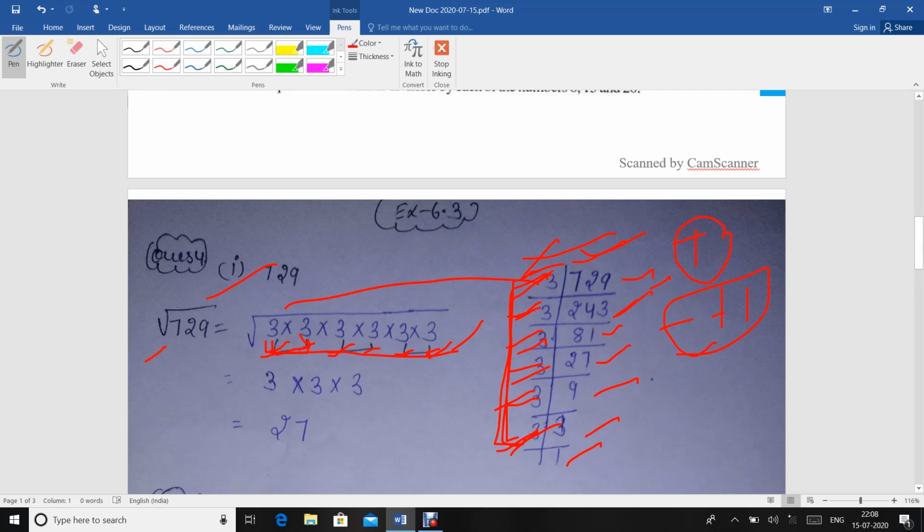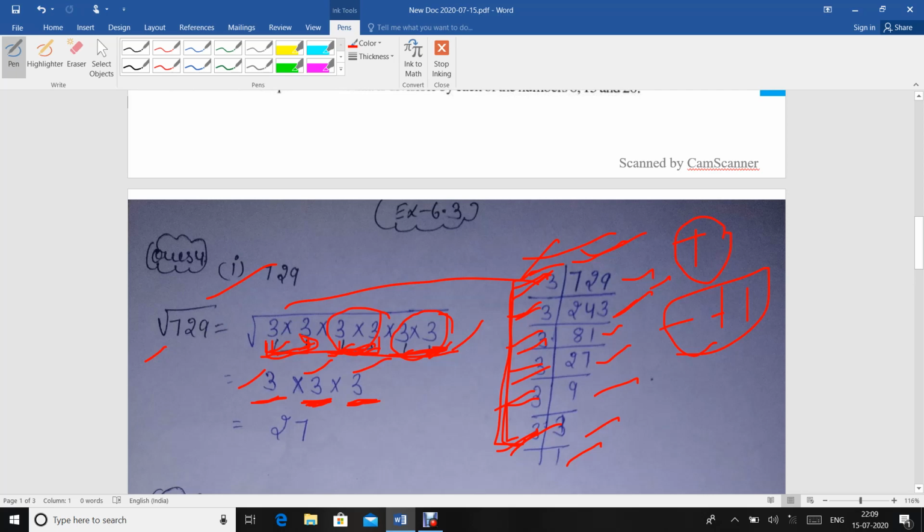After making the pair, it will come outside of the square root. So this is 3 after the pairing. The next pair is 3 into 3. For this pair, there is a 3 outside the square root. And this is the next pair of 3, and this is 3 outside the root after pairing. So this is 3 multiplied by 3 multiplied by 3.